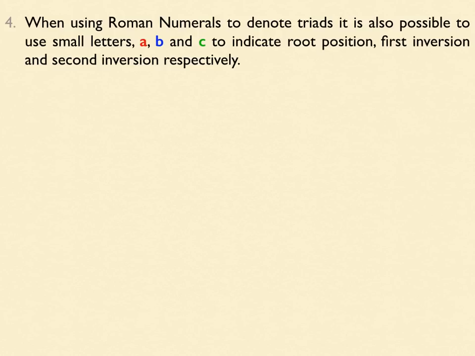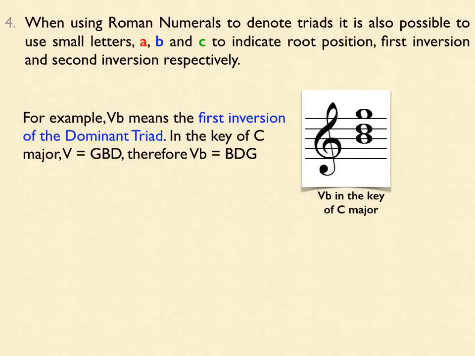So when using Roman numerals to denote triads, it's also possible to use small letters like a, b, and c to indicate root position, first inversion, and second inversion respectively. I'm going to take a couple of examples, and again I'll probably just stick to C major to make it easier to read. So say for example we come across this symbol, Roman numeral V with a b next to it. That means it's the first inversion of the dominant triad.